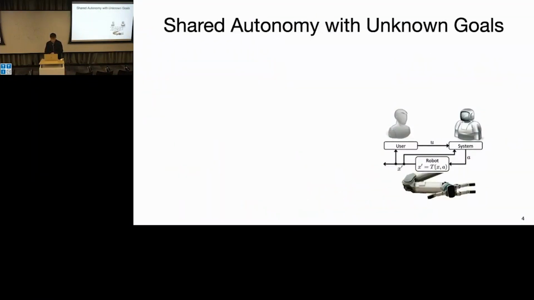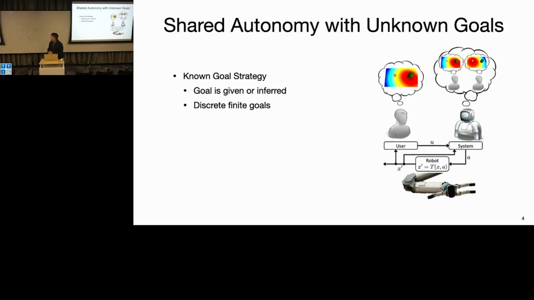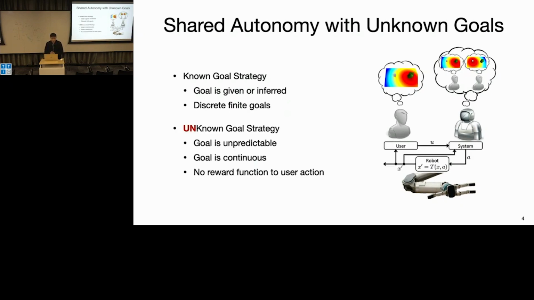Previous work always assumed that we can know the user's goal or we can infer the user's goal before executing, which means you can find some clue that the goal is discrete and finite. But what if the user changes their mind, say, now I don't want to go to the green object, now I want to change it to the cube? What if the goal is unknown, unpredictable and continuous? Can we still do shared autonomy?